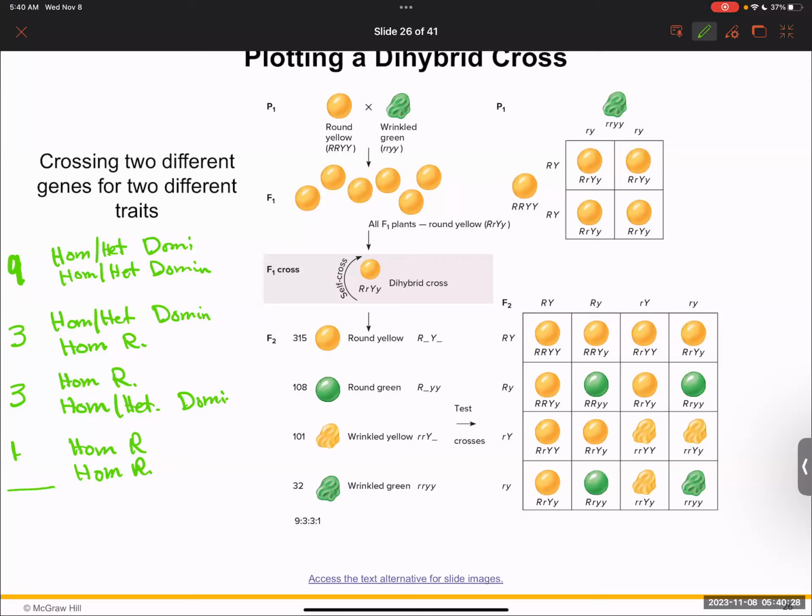characteristics. So if I add that, it becomes 16, which is the size of the Punnett square you see right here. Hopefully that makes it a little bit easier. And this corresponds to this one, this one, this one, and then lastly this one. So this is a 9 to 3 to 3 to 1 ratio.